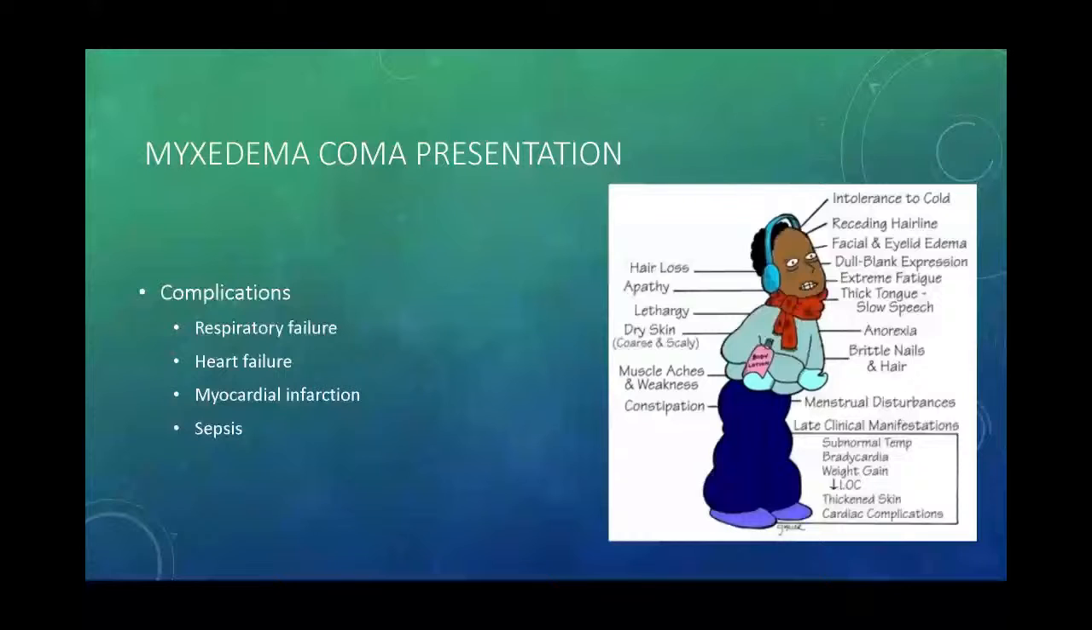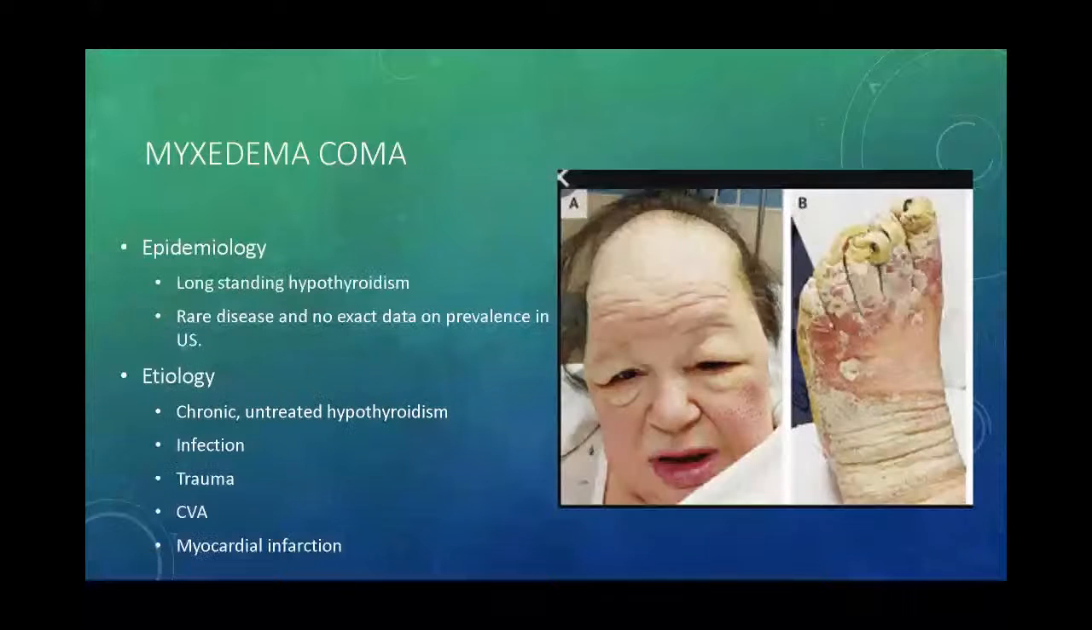So, the typical presentation of myxedema coma, just on general exam, is that they're going to be hypothermic. You might have some hair loss with hair thinning and a receding hairline. Their skin is also typically going to appear cool and pale, and dry and thickened, as we can see on this foot here.